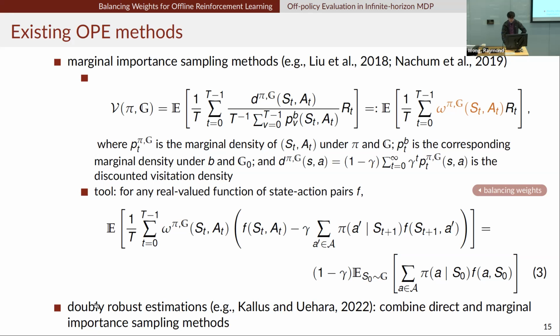And the last category is what we call double robust estimators. This essentially tries to combine the direct methods and the weighted methods. For those of you who are familiar with treatment effect estimation, the direct method is essentially like an outcome regression model estimation.